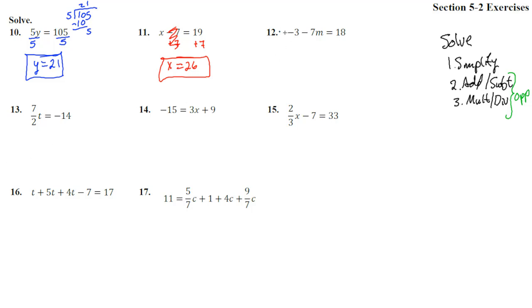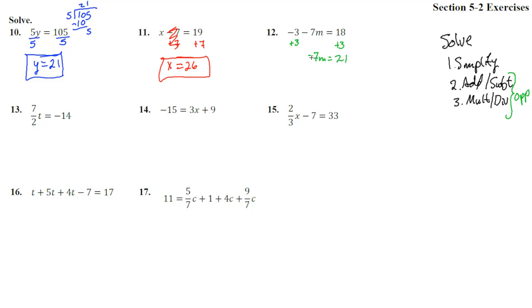Number 12. Oh, look at this. We have to get rid of that 7 and the 3. So we look at our steps and we get rid of the addition and subtraction first. So add 3 to both sides. Why? Because it's a negative 3. So we now have negative 7m equals 21.